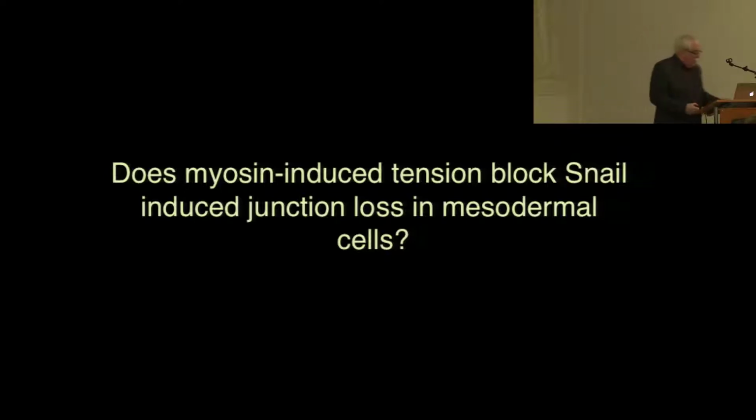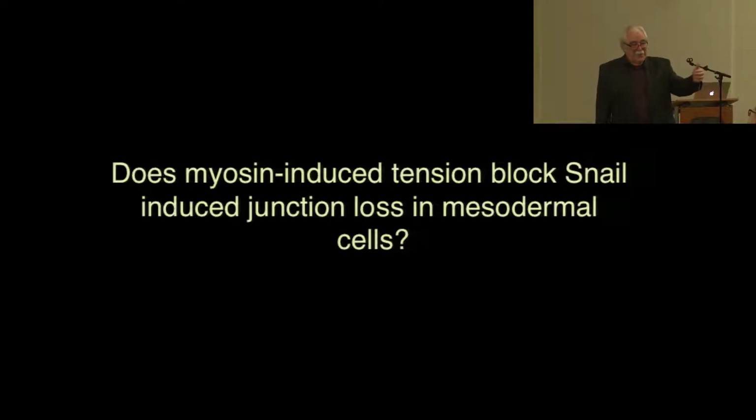So to test that, and that seems to be true of mesoderm, but mesoderm is complicated because, of course, we're programming these cells. So what Mo wanted to do was to develop an ectopic epithelial mesenchymal transition, and then ask, if we can induce this epithelial mesenchymal transition, is just supplying tension back enough to suppress it?